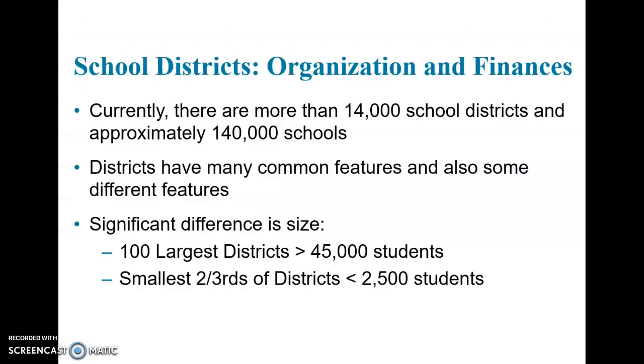Unless a community is very small and remote, it will have more than one school organized as a school district or local educational agency. 14,000 districts and approximately 140,000 schools operate at this time in the United States. Some districts only have one elementary school, others have only secondary schools. They can be different in size and population.